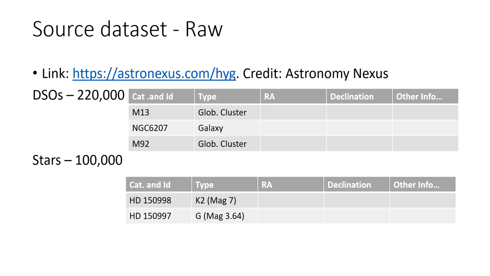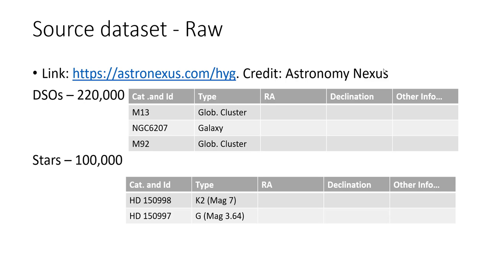It's got a lot of information, things like your catalog ID, the type. Very importantly, it has your right ascension and declination. Right ascension corresponds roughly to longitude, declination roughly to latitude, and that will give you the position of an object in the sky. Stars, very similar information. There's a catalog ID, you have spectral type, magnitude, and again right ascension and declination. So all of this is useful information in and of itself.